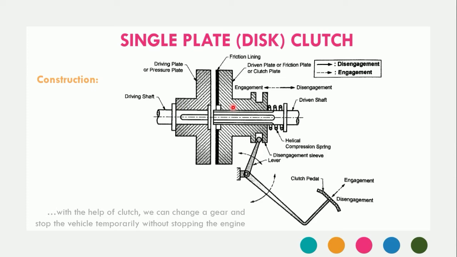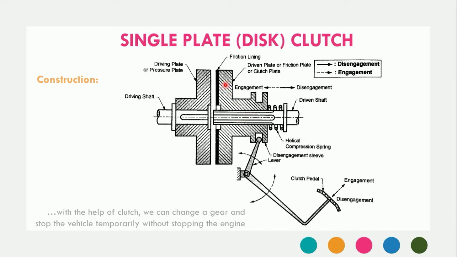Further on the right side, you have the driven plate, which is also called the friction plate or clutch plate. It is mounted on the shaft on the right side, which is called the driven shaft, but you find this shaft is a spline shaft. So on whatever splines are there, the driven plate is mounted, so it can easily slide along the splines of the spline shaft.